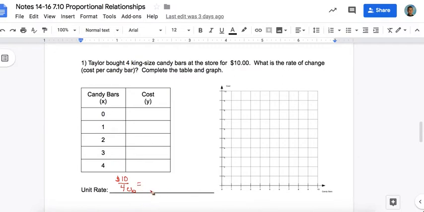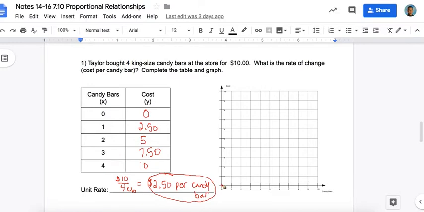And 10 divided by 4 is 2.5. But since this is money, we're going to write it as $2.50 per candy bar. So whenever you're writing a unit rate, you always want to write it with a label. Okay, so that means 1 candy bar is $2.50. Now, how much would 0 candy bars be? Yeah, 0. So if we know how much 1 candy bar is, then we can figure out how much 2 candy bars are. So if each one is $2.50, then 2 candy bars will be $5. And then 3 candy bars would be $7.50. And then 4 candy bars would be $10.